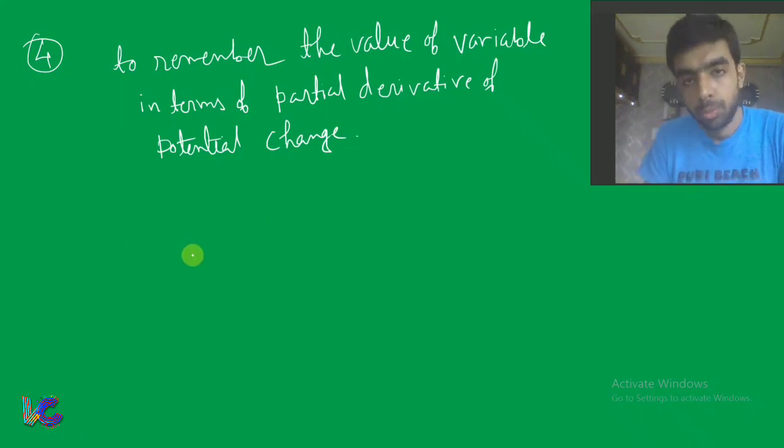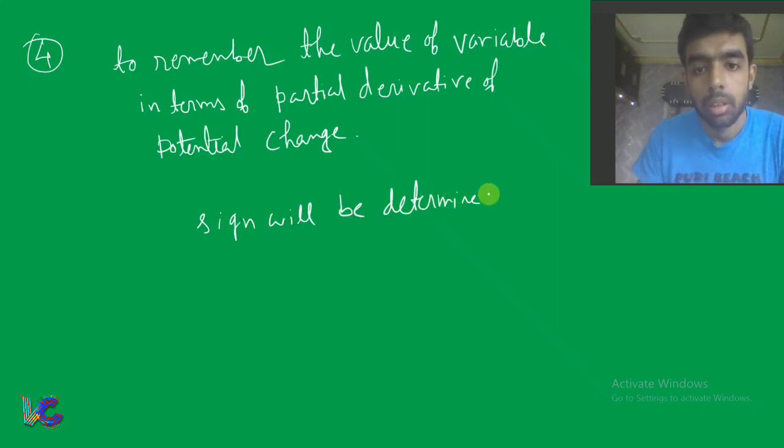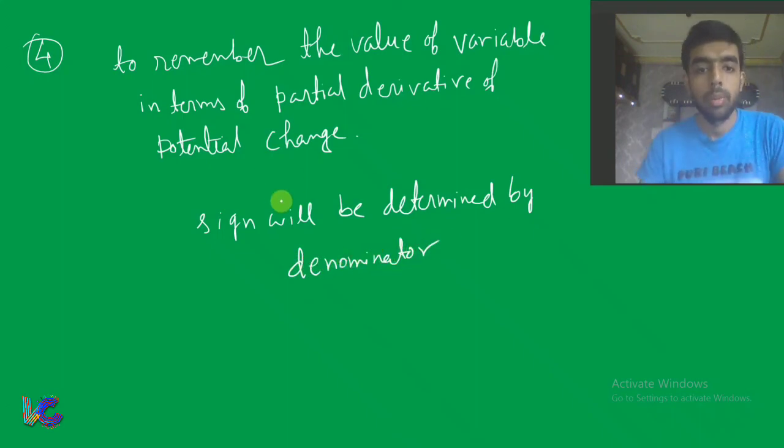Now let's see. As I have already told you, the sign, positive or negative, is determined by whether the arrow is moving away from the variable or moving closer to the variable. So if the arrow is moving away, then positive, and if the arrow is moving closer, then it is negative. And in the second application we have seen that the sign is determined with respect to the numerator, but here in the fourth application the sign, either positive or negative, will be determined by the denominator. Fine. The sign will be determined by the denominator. So how? Let's see.